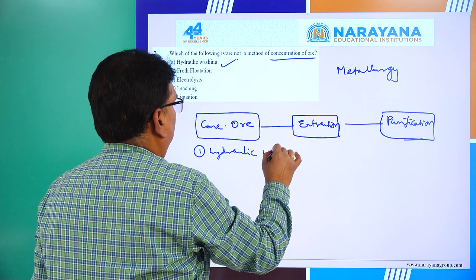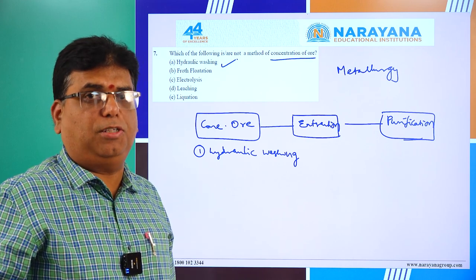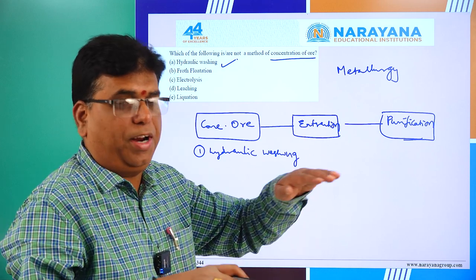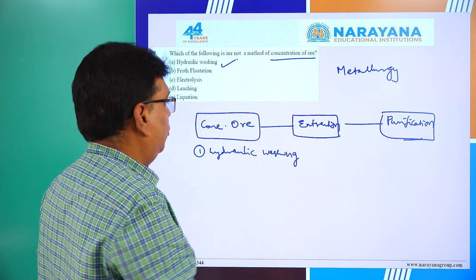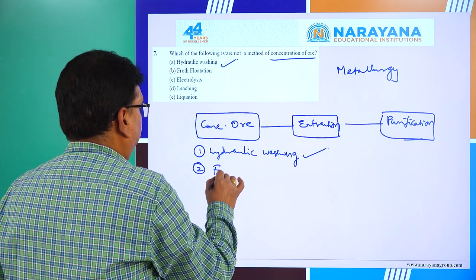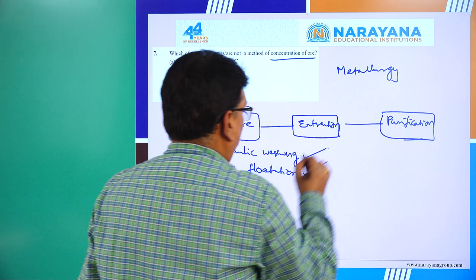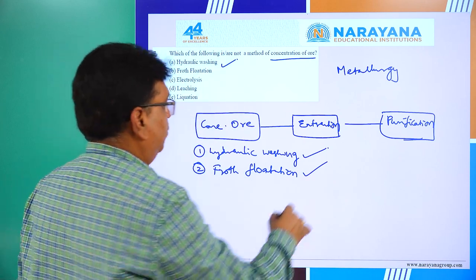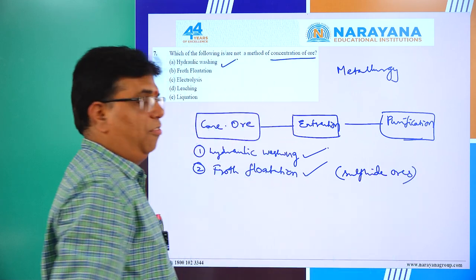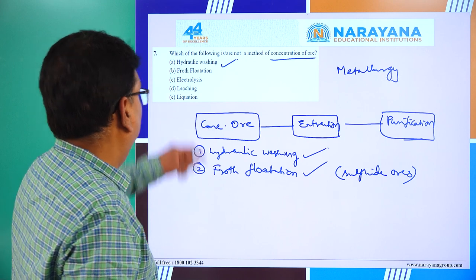Hydraulic washing. In this, the impure ore is passed along with the water stream, downward stream. Then, depending on the density of the ore and impurity, they will be separated. So hydraulic washing is purification of ore. Second one is froth flotation. This is also for the purification of sulfide ores. Sulfide ores are particularly purified by froth flotation. Electrolysis.